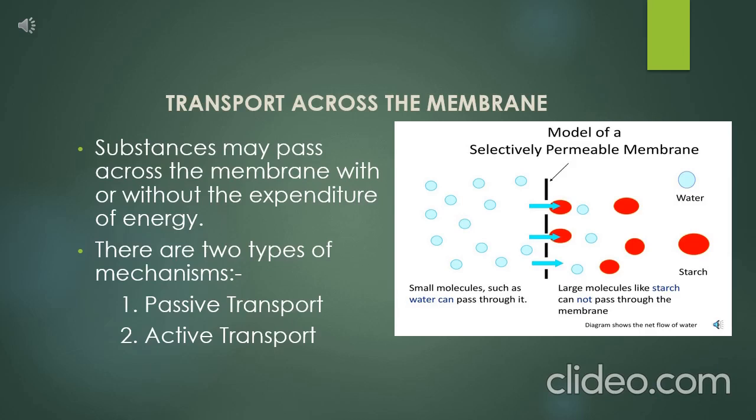So how does this transport across the membrane occur? The substances may pass across the membrane with or without the expenditure of energy. Smaller molecules don't need any energy to go across that membrane, but bigger molecules will need expenditure of energy. So on the basis of that, there are two types of mechanism: passive transport and active transport.